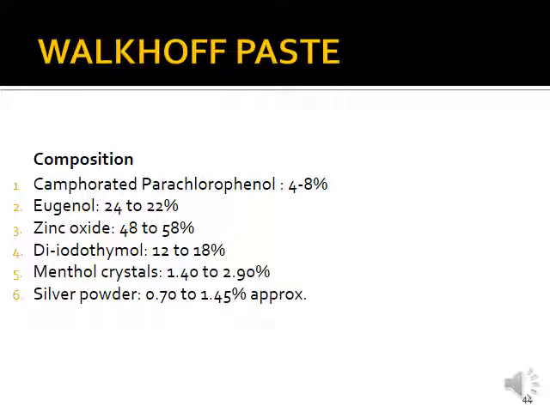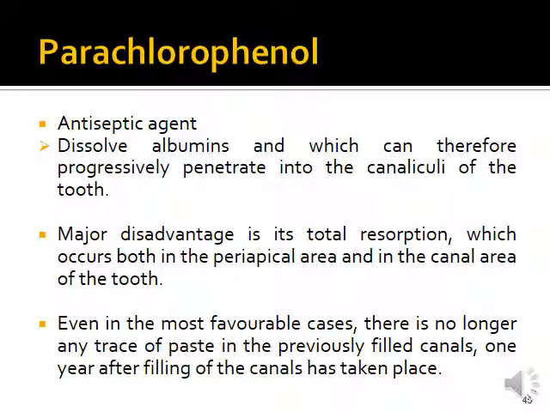Composition of the paste: camphorated parachlorophenol 4 to 8%, eugenol, zinc oxide, diiodothymol, menthol crystals, silver powders. Parachlorophenol is an antiseptic, dissolves albumin, and can therefore progressively penetrate into the canaliculi of the tooth. The major disadvantage is its total resorption, which occurs both in the periapical and coronal area of the tooth. Even in the most favorable cases, there is no longer any trace of paste in the previously filled canal 1 year after filling of the canal has taken place.